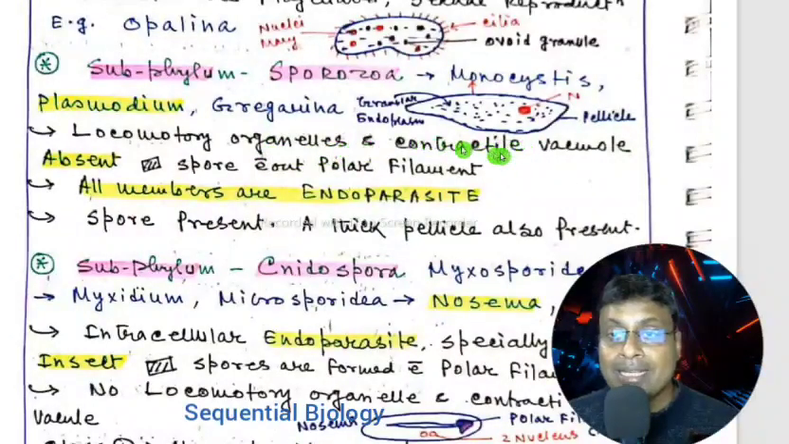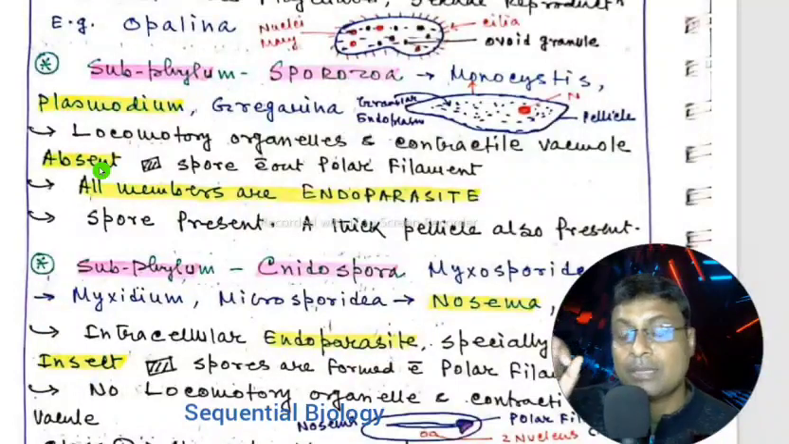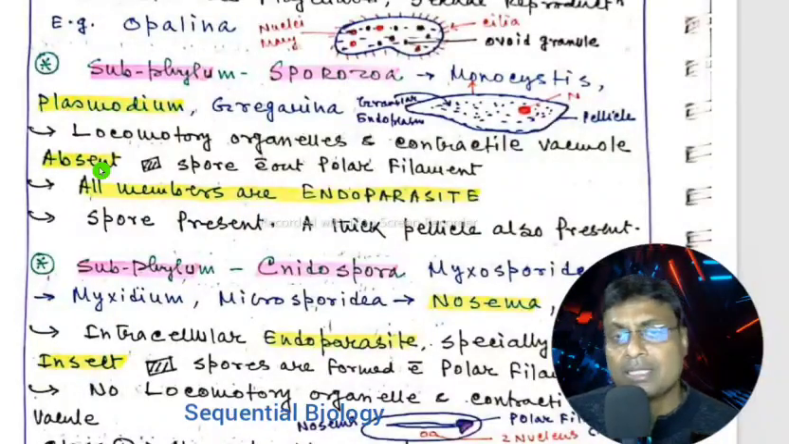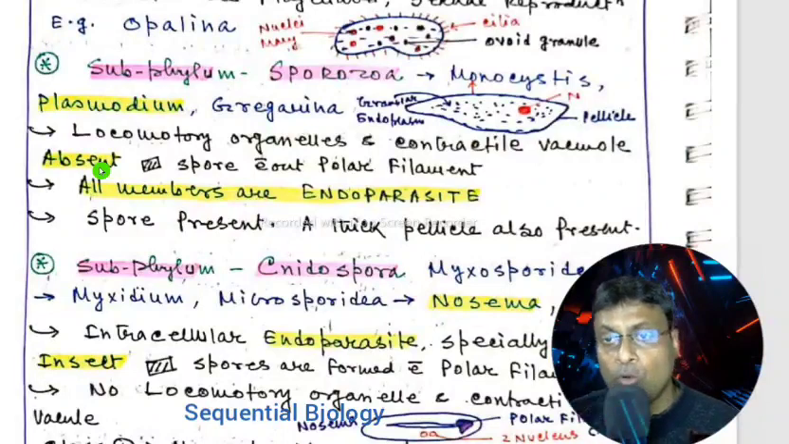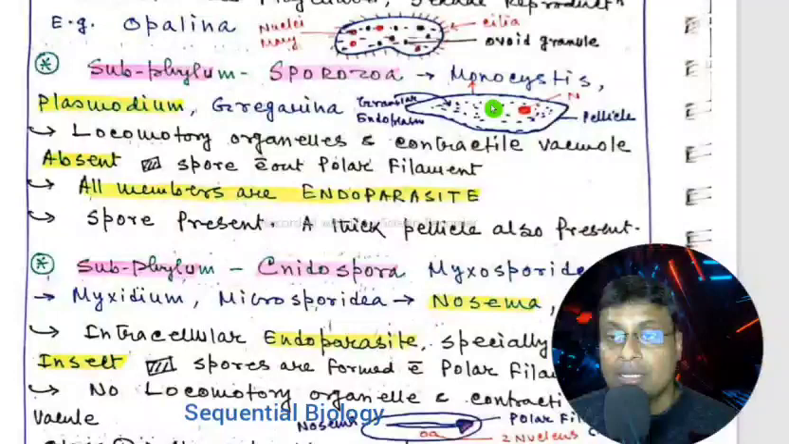Locomotory organelles and contractile vacuoles are absent. This is very, very important from an examination point of view. Sometimes you are asked a question: which group of protozoa does not contain any locomotory organelle? Then this subphylum of Protozoa has no locomotory organelle, and the spore is without polar filament.